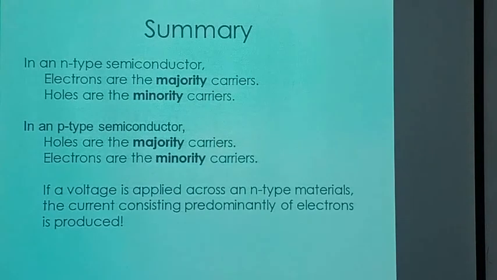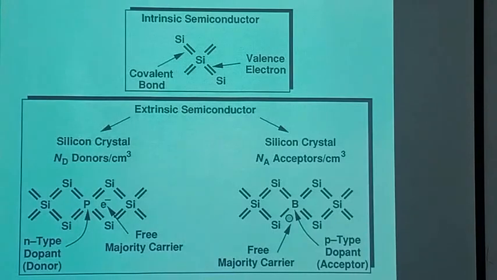So, summary. In an n-type semiconductor, electrons are the majority carriers and holes are the minority carriers. In a p-type semiconductor, holes are the majority carriers and electrons are the minority carriers. If a voltage is applied across an n-type material, a current consisting predominantly of electrons is produced. And if a voltage is applied across a p-type material, a current consisting predominantly of holes is produced. Here I have shown the summary in the picture and diagram.